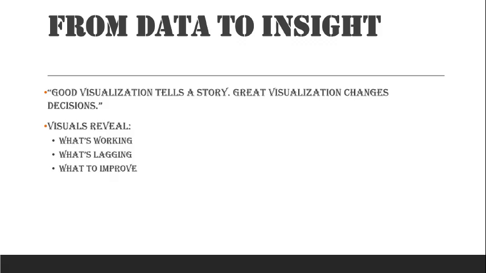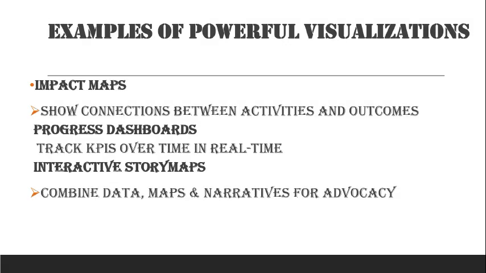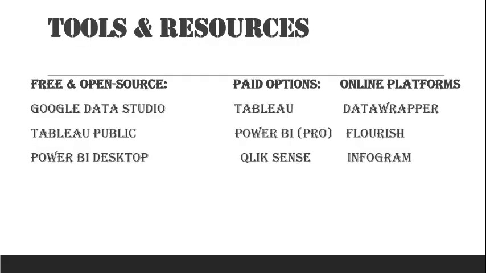Segment 3. Examples of powerful visualizations. Let's take a look at some real examples of effective M&E visualizations. Impact maps. This helps show the interconnectedness of project activities and how they're driving outcomes. Progress dashboards. Great for tracking KPIs over time. They give you a snapshot of what's working and what's not. Interactive story maps. Combine maps, data, and storytelling to show the human side of your project impact. Super powerful for advocacy and donor engagement.